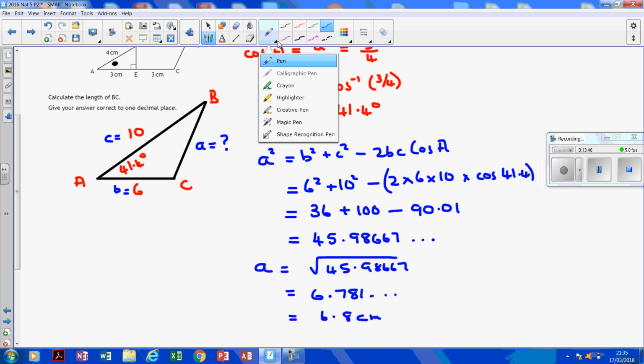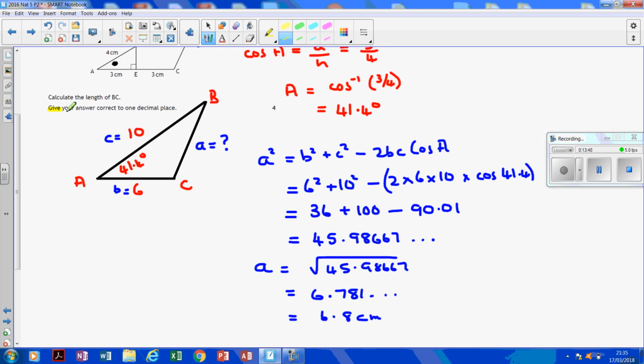6.781. Now I go back up here and I look at the question again, and it says give your answer correct to 1 decimal place. So when you write your answer to 1 decimal place, you get 6.8 centimetres. And again, that's a mark for rounding. Don't miss it.